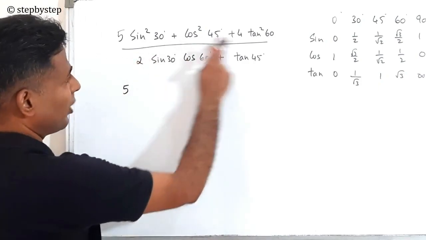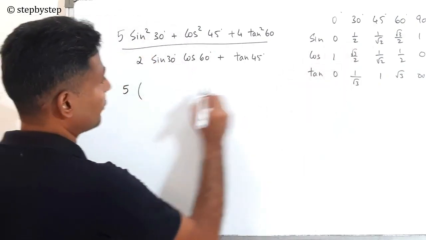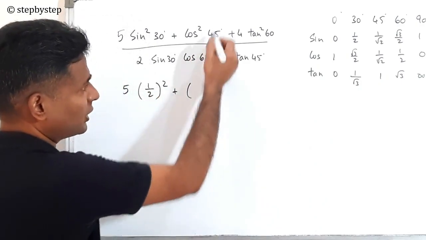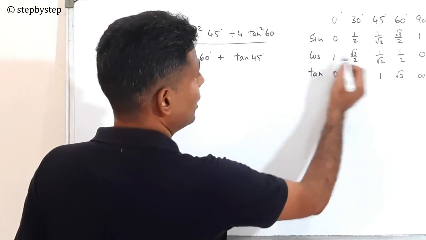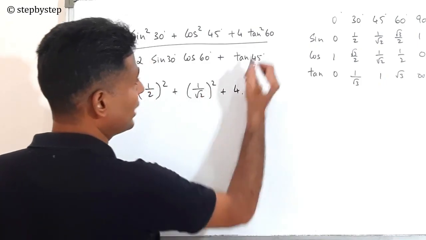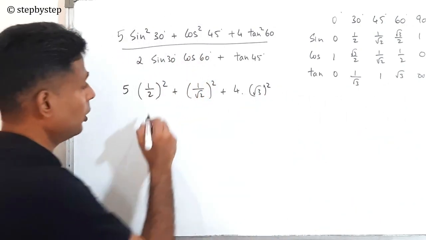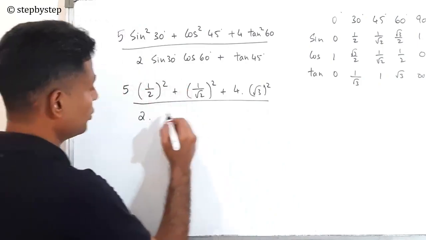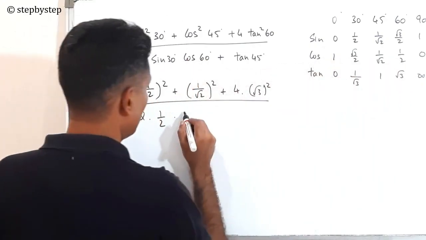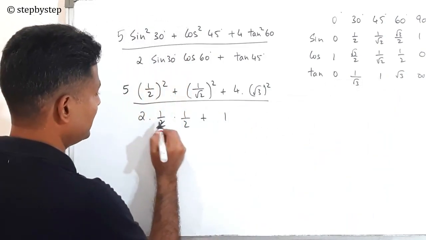Now again these are all special angles, so we directly refer to the table. Sin square 30 is sin 30 whole square. How much is sin 30? 1 by 2 whole square, plus cos square 45 is cos 45 whole square. Cos 45 is 1 by root 2, whole square, plus 4 into tan square 60. Tan 60 is root 3. Tan square 60 means tan 60 whole square. Down we have 2 into sin 30, which is 1 by 2, into cos 60. Cos 60 is also 1 by 2, plus tan 45. Tan 45 is 1. Now this and this will cancel.